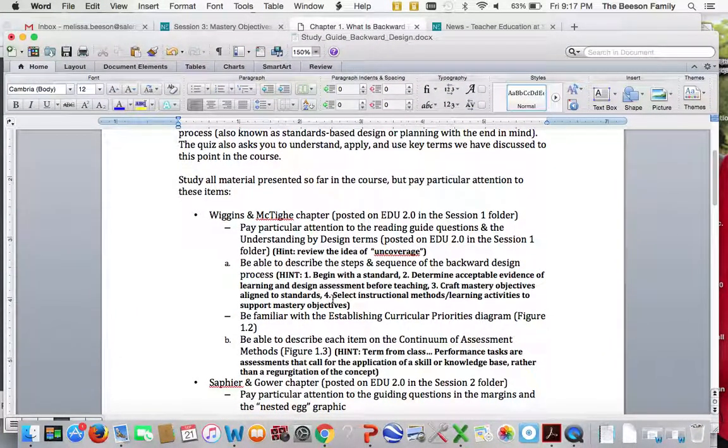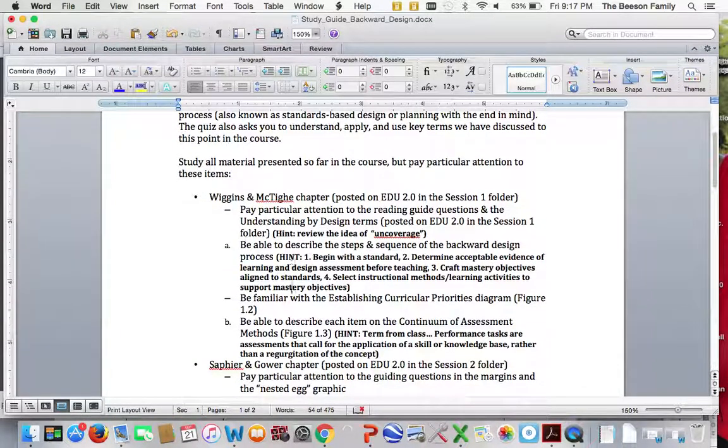Be able to describe the steps and sequence of backward design. So there I gave it to you. We start with the standard. So that would be in stage 1. We think about then what evidence is going to show us that the students have achieved that standard. So that's our assessment. Normally we think of assessment as being the end, but in backward design, it's at the beginning. When we craft it, we make it up.